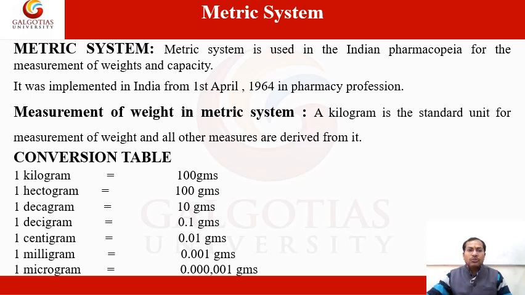This slide also contains various conversions that convert 1 kg into different units. For example, 1 kilogram is equal to 1000 gram, 1 hectogram is equal to 100 gram, 1 decagram is equal to 10 gram, 1 decigram is equal to 0.1 gram, 1 centigram is equal to 0.01 gram, 1 milligram is equal to 0.001 gram, and 1 microgram is equal to 0.000001 gram.